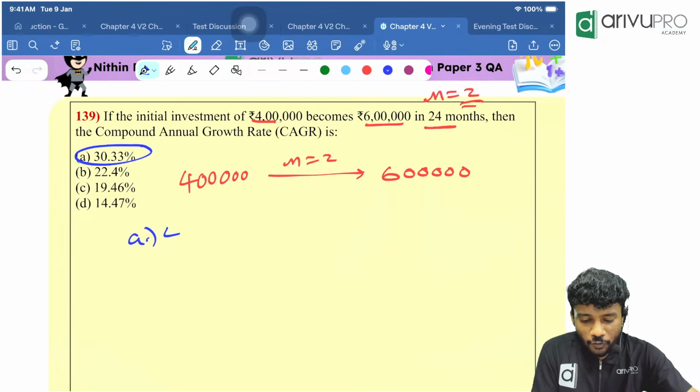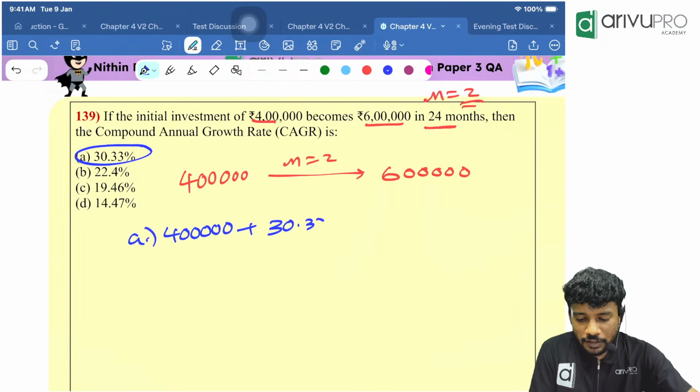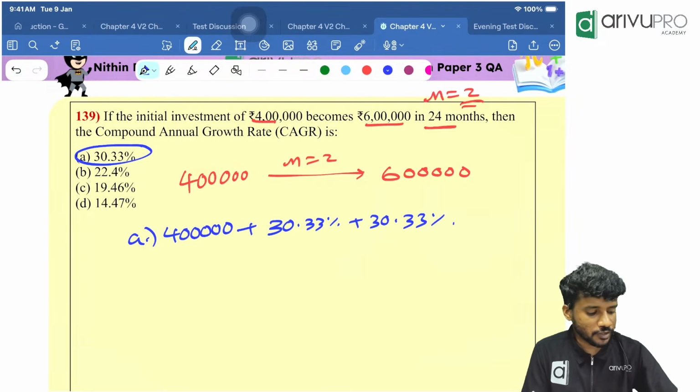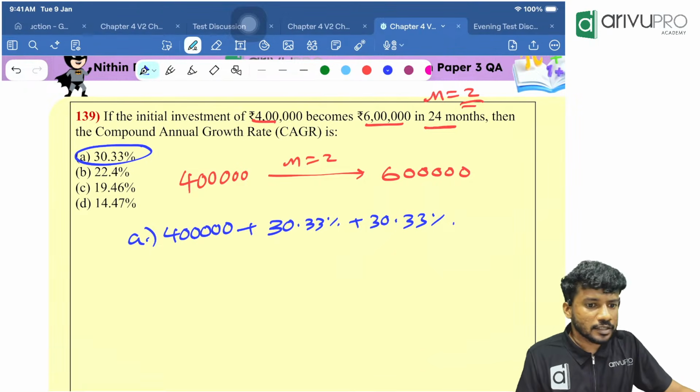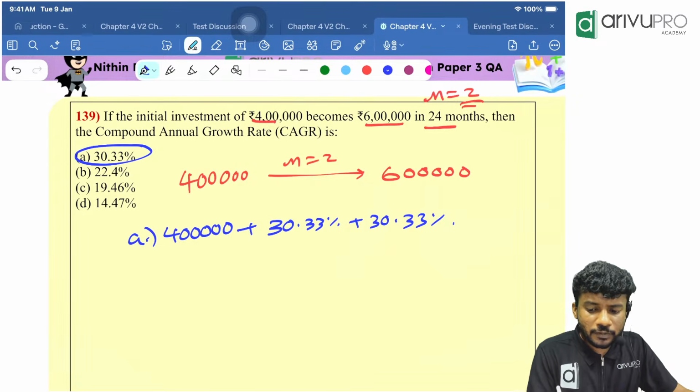Try option A. That means 4 lakh plus 30.33 percentage plus 30.33 percentage. How much is it? 6 lakh something. Is that the answer? No. Which option is the answer?